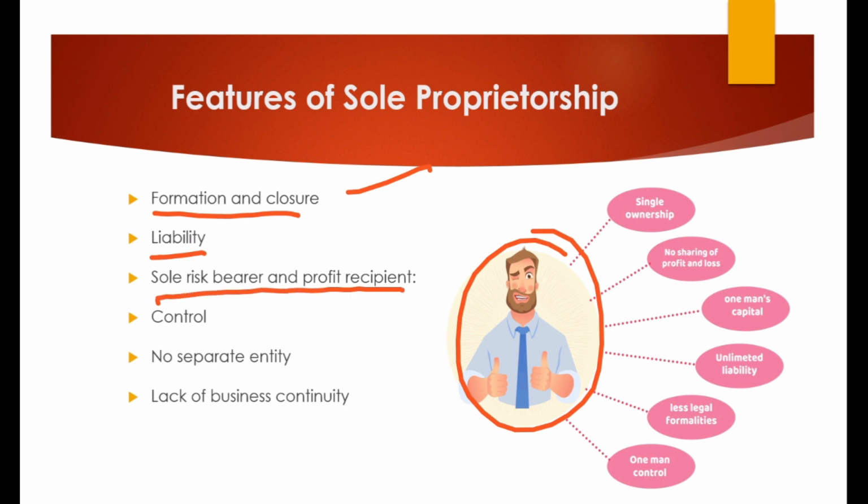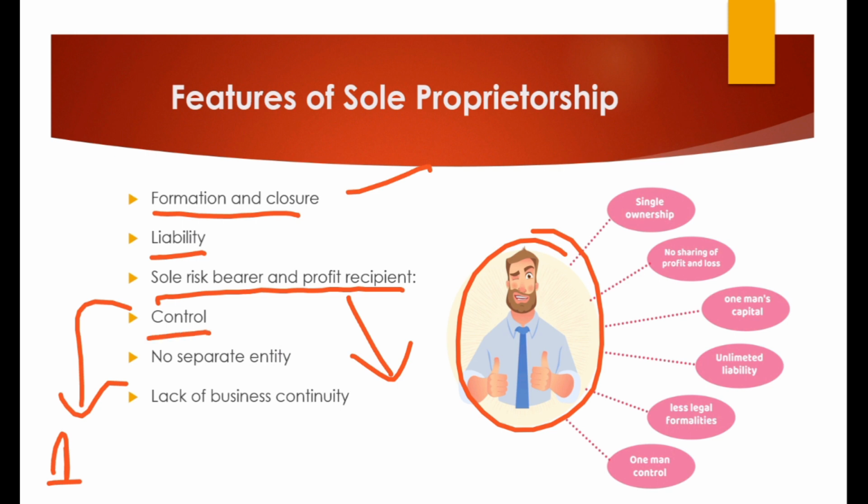Yes, again the same thing. He is the sole, single, only one. He is the single risk bearer. There are no other persons involved in the business. So whatever risk that business is facing, he has to face it. And since he is facing the risk, whatever profit that business is earning, he enjoys it. So he is a profit recipient.